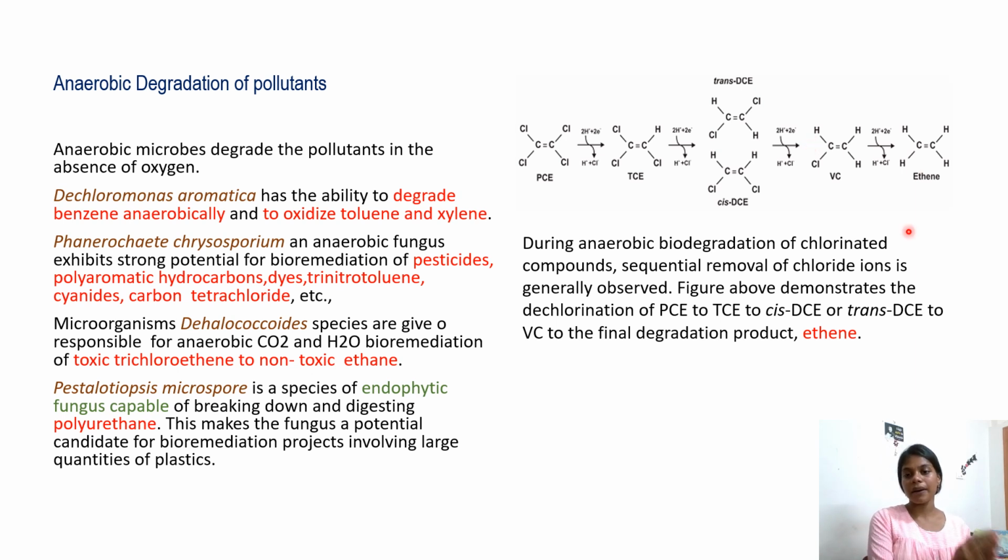Like this, a potentially harmful contaminant is sequentially transformed to a compound which is not harmful. So the final degradation product is ethene. This is one example of the anaerobic degradation of pollutants.